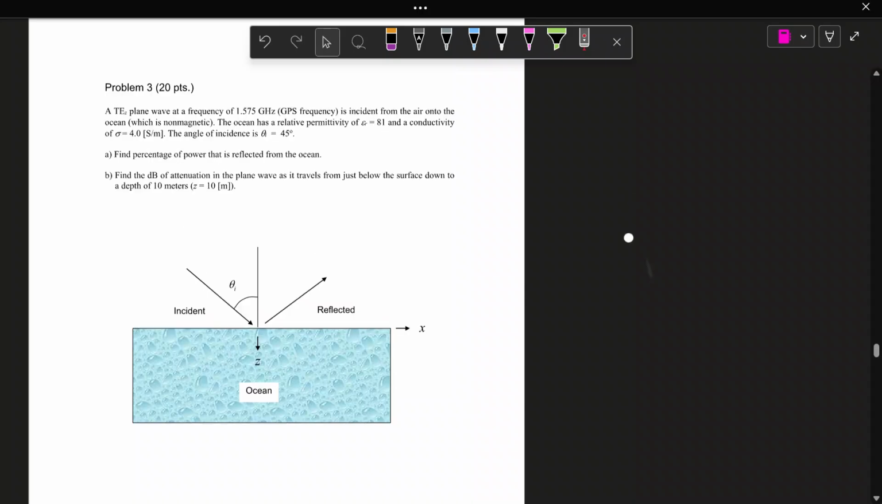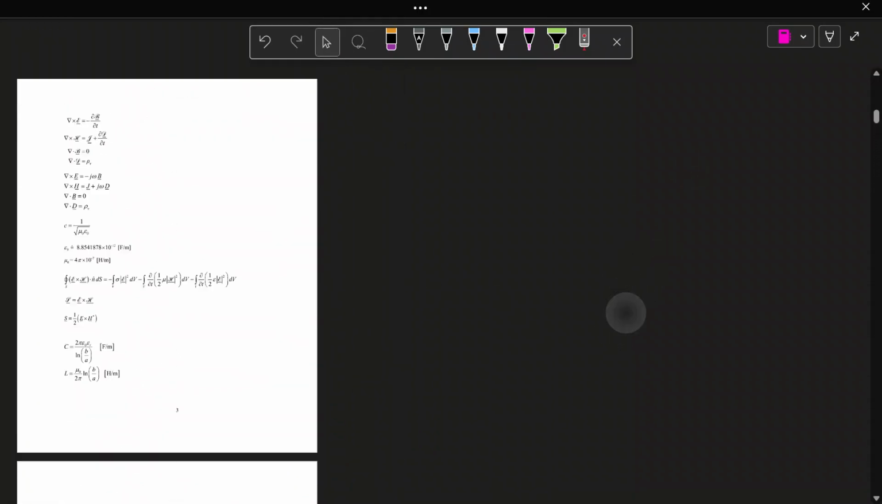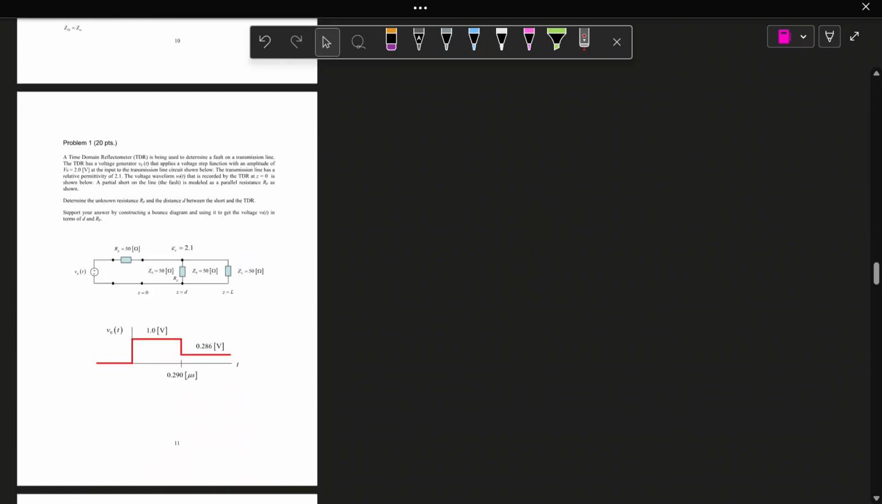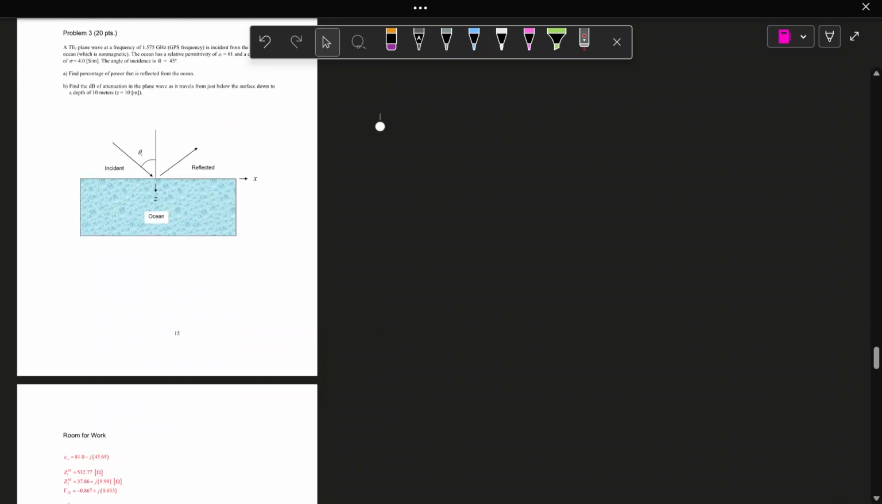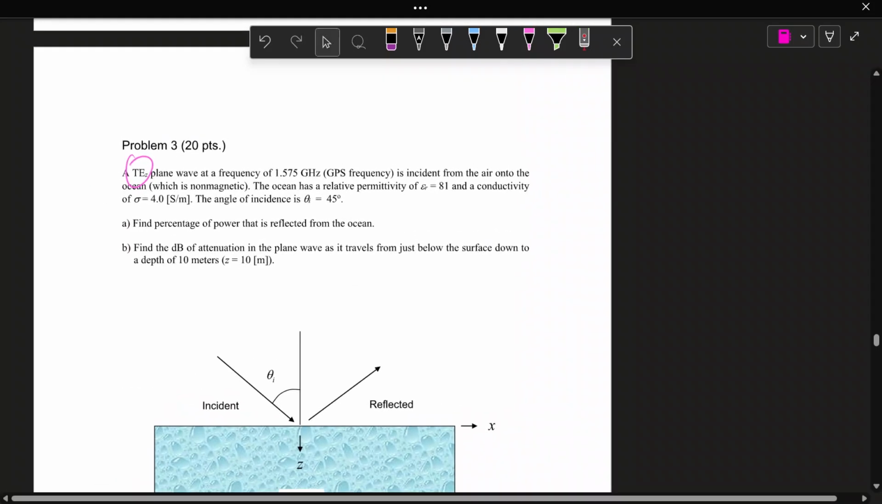Today we're going to be going over problem 3 from exam 2018, I believe. Yes, exam 2018, this problem 3 polarization problem. It says a TEZ plane wave. Again, this is polarization TEZ, not TMZ. Notice that there's a difference.